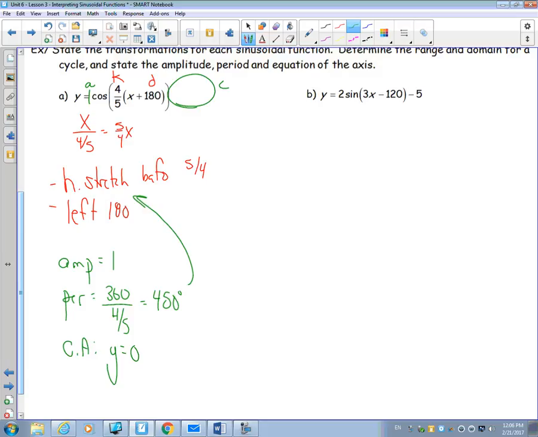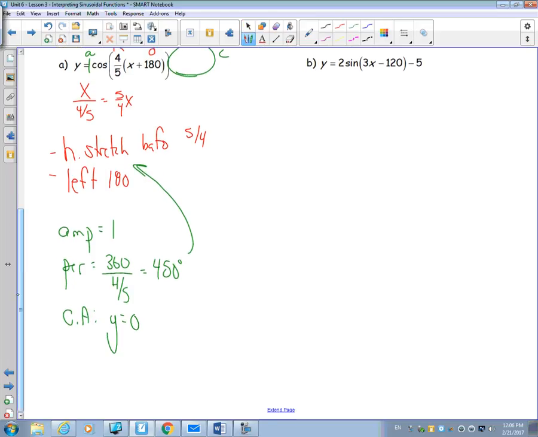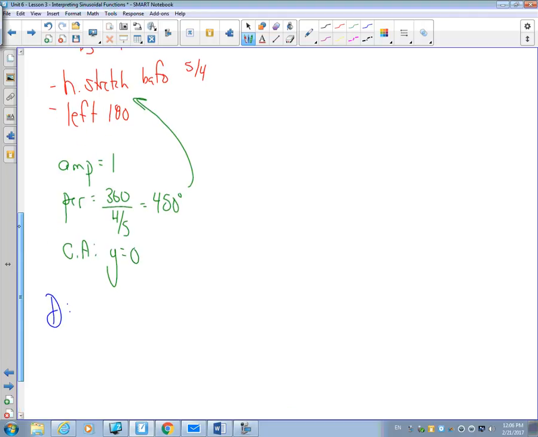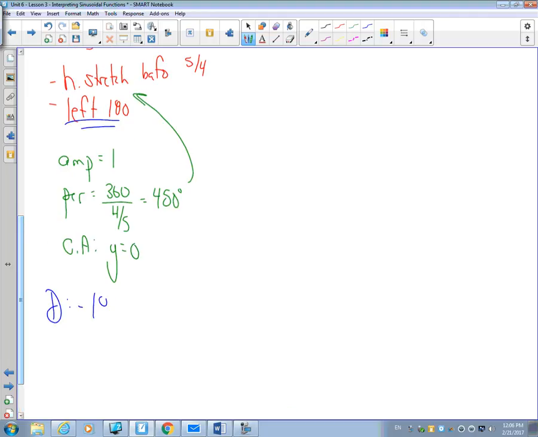They then want us to figure out the range and domain. We'll start with the domain first. Normally curves start at 0, but our curve has moved to the left 180. So that's our starting point. And we know that our curve has a period of 450. So if I start at negative 180, add 450 to that, I get a total of 270. So my domain goes from negative 180 to positive 270. I know where I started because of the shift. I know where I ended because of the length of the period.